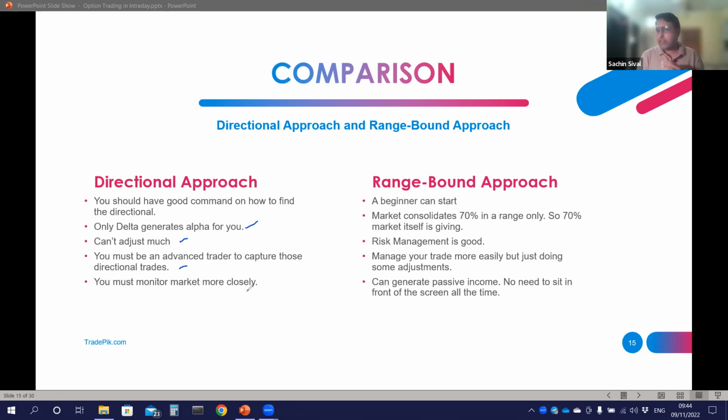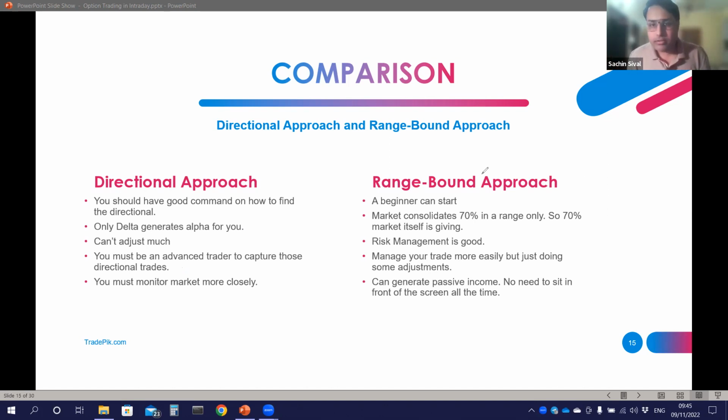Because we are living in a world where a small news item can change everything. Tomorrow there could be news about anything, like a war or something, and your whole trend will change. If you are not aware, or not managing your trades closely, chances are high that you will lose money. So this is the drawback of the directional approach.